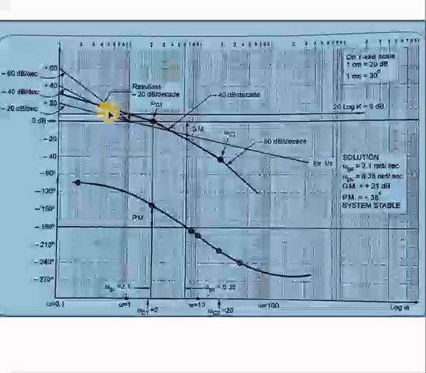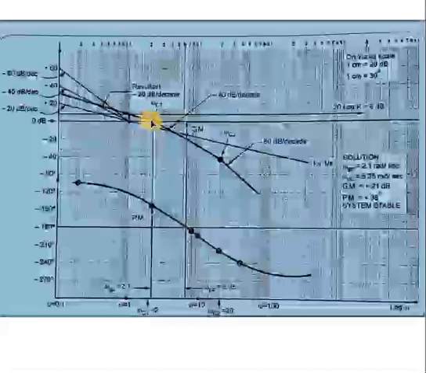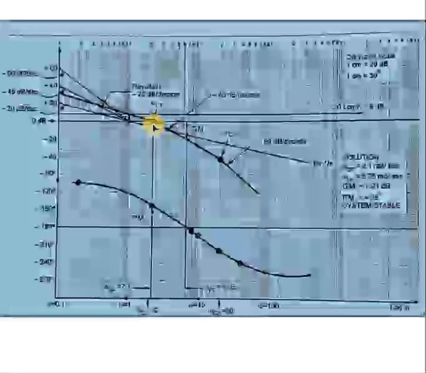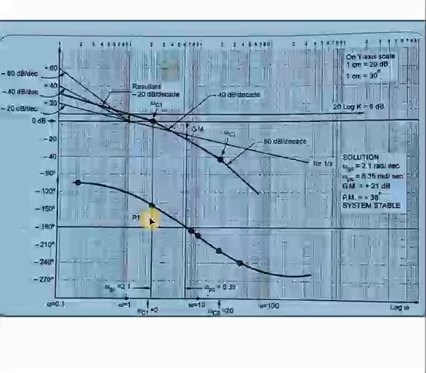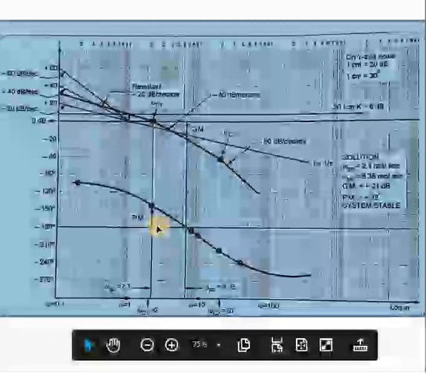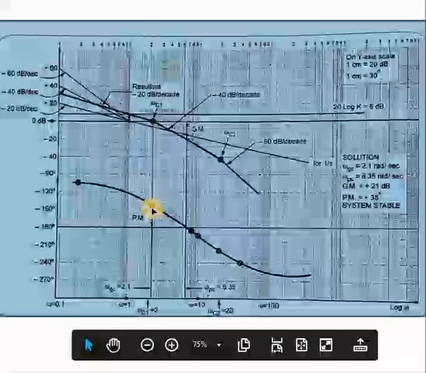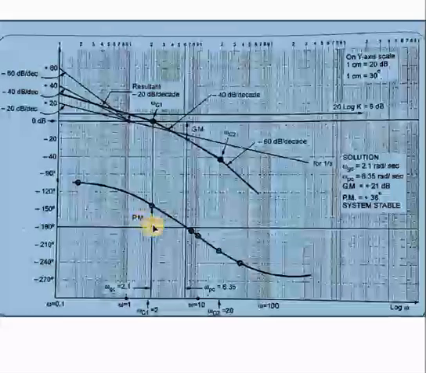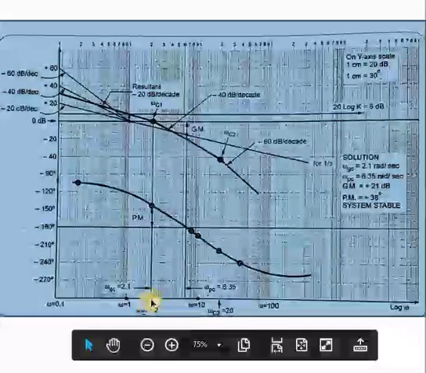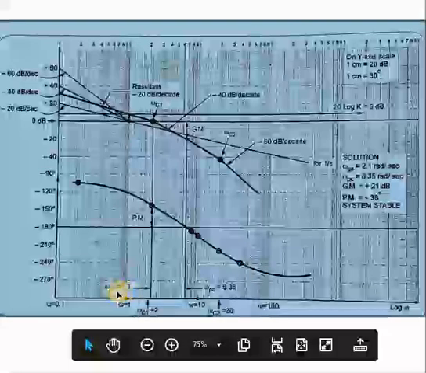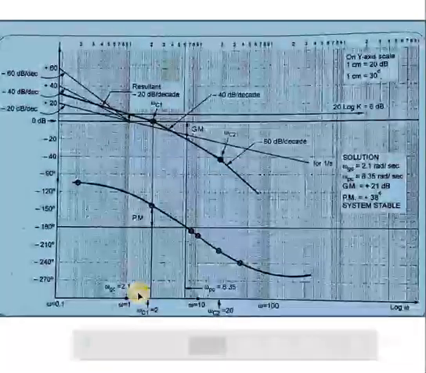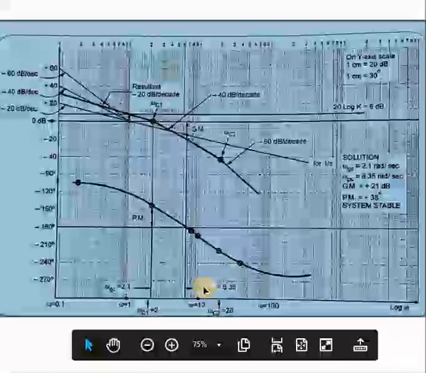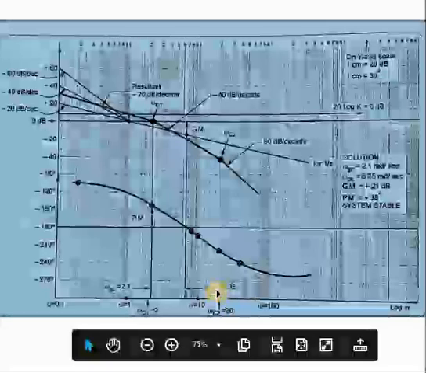Similarly, check where the magnitude line intersects the 0 dB line. From this point, draw a vertical line up to the x-axis, and the distance between this phase plot and the minus 180 degree line will be the phase margin. The intersection of that line with the x-axis will give you the gain crossover frequency, that is the omega gc value. Similarly, the intersection of the other line with the x-axis will give you the phase crossover frequency, that is omega pc.